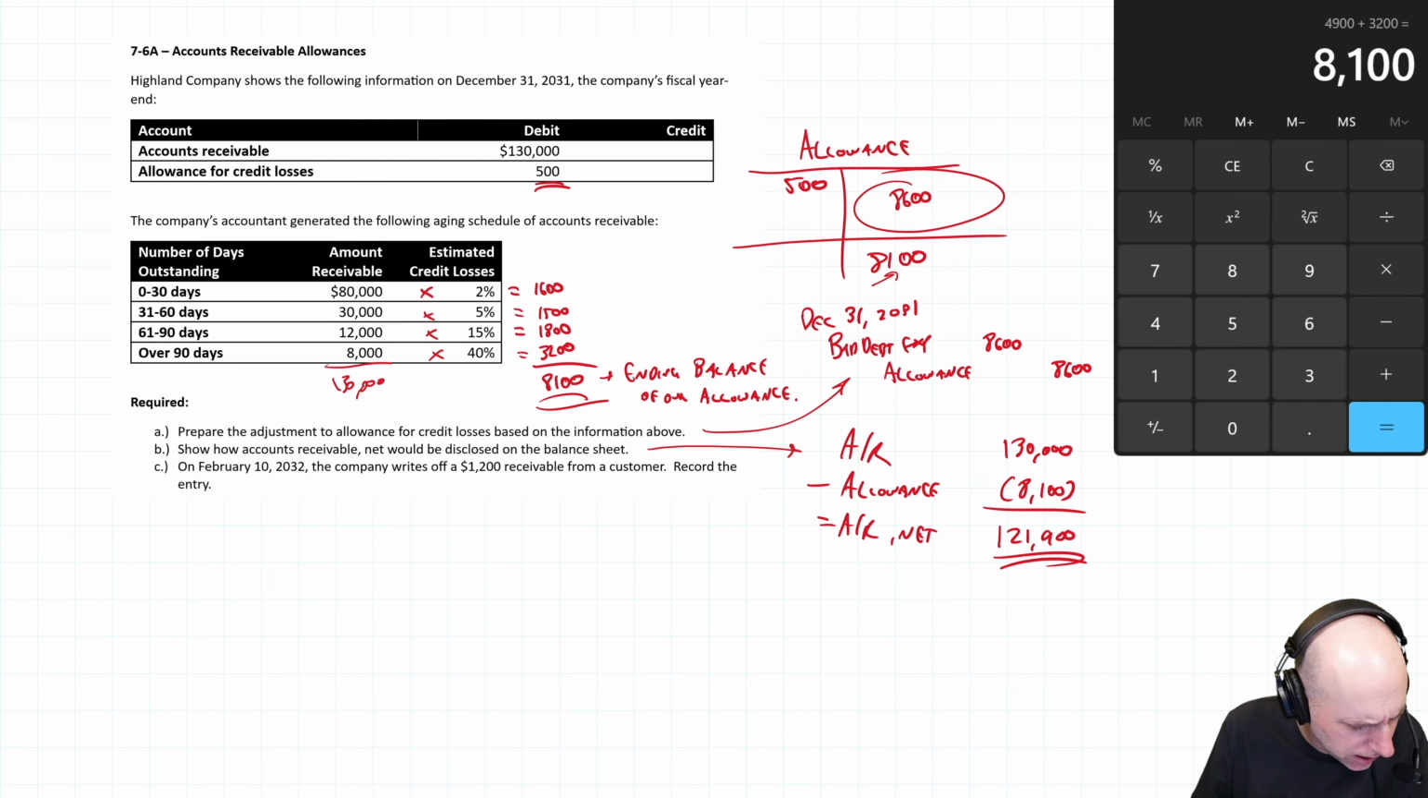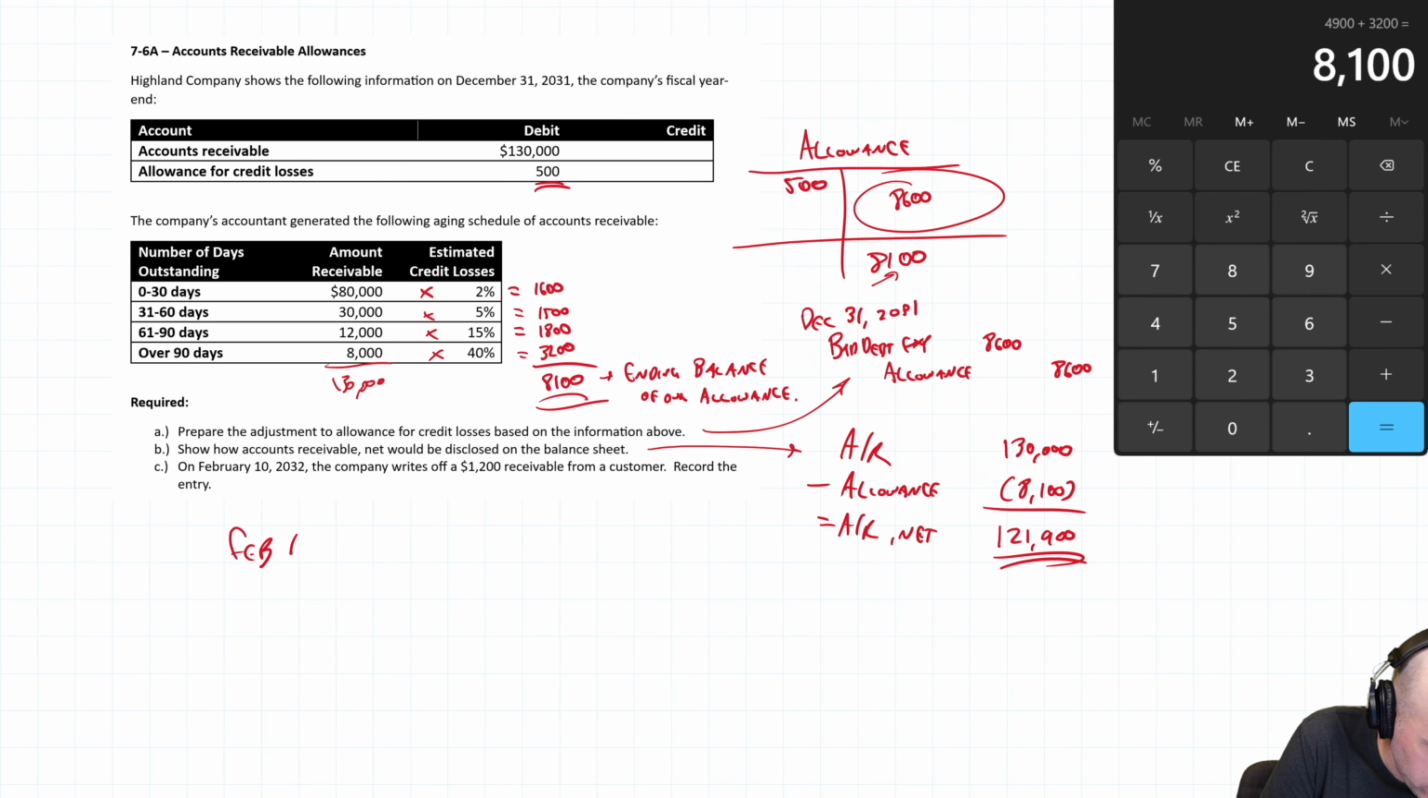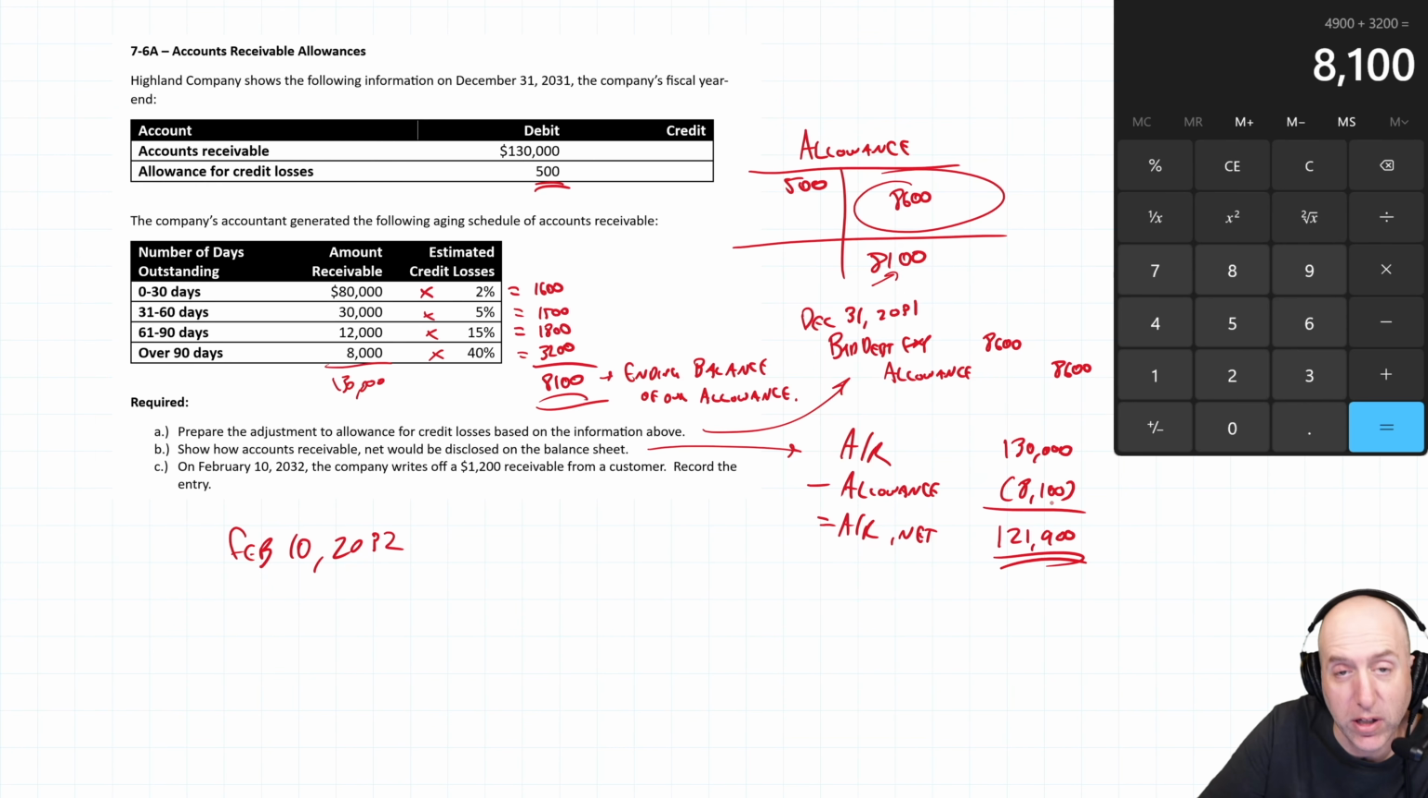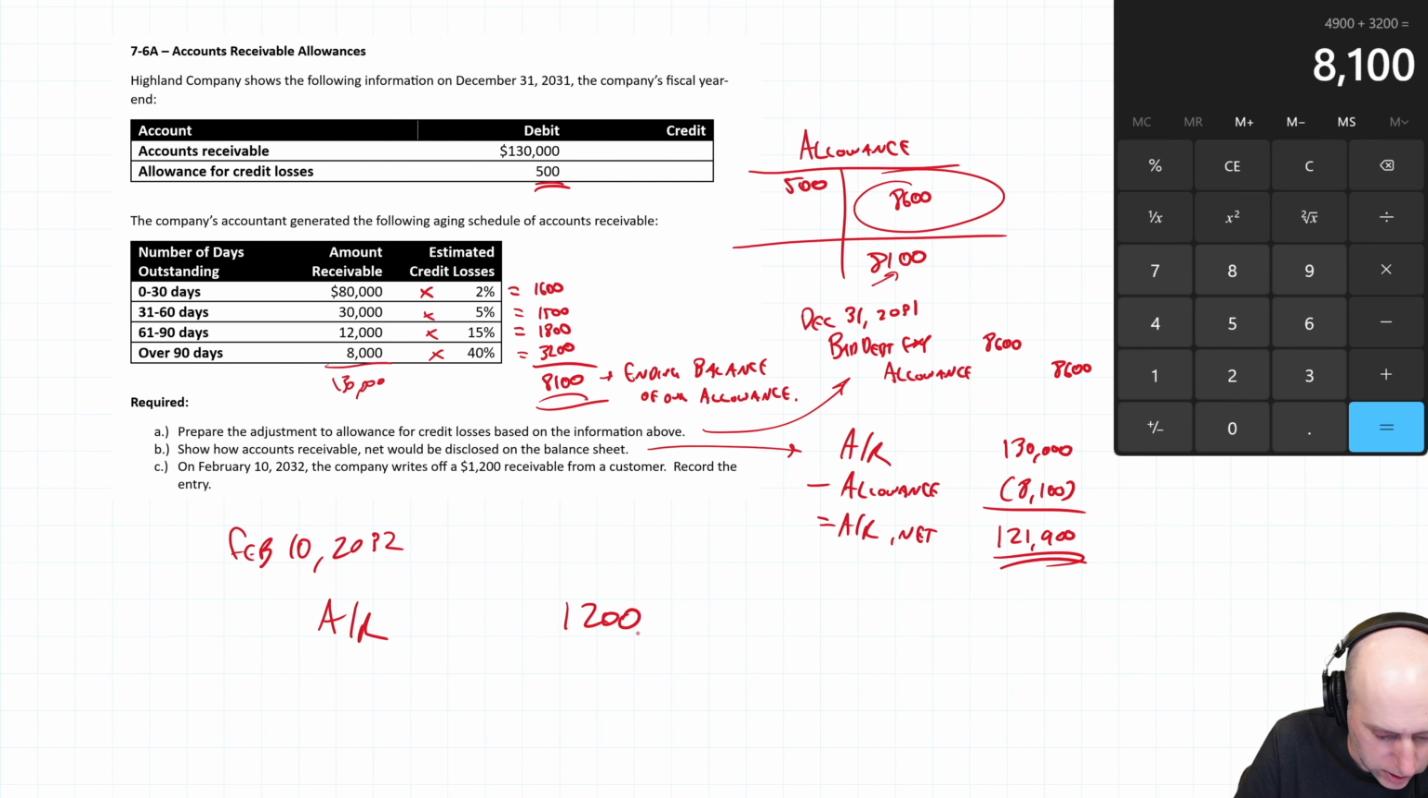Okay. On February 10th, 2032, the company writes off a $1,200 receivable from a customer. Record the entry. Writing off is easy now. February 10th, 2032. We set up the allowance of $8,100. Now we're using the allowance. So we credit their AR. We're giving up. We want to write them off. So to write off a receivable, you credit the receivable, and then you debit the allowance.